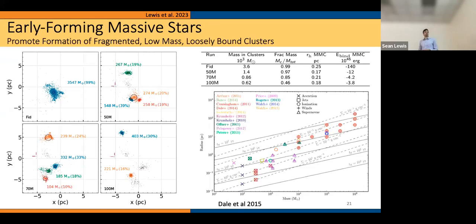And so again, we can compare this to other simulations. Looking at the cluster masses and their radii, they fall within the range of clusters that have been produced in other simulations. But ultimately, the point is that in the early forming massive star runs, we see this destructive effect in the ability of the giant molecular cloud to produce a single massive cluster, instead promoting the production of these spatially separated subclusters.